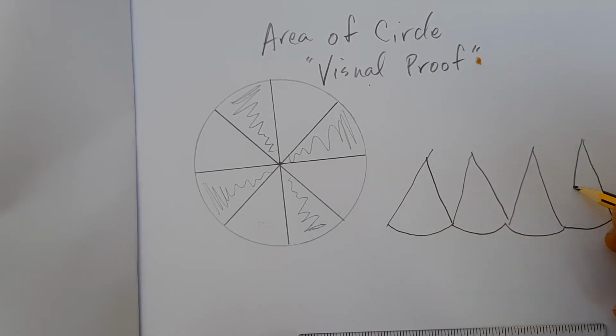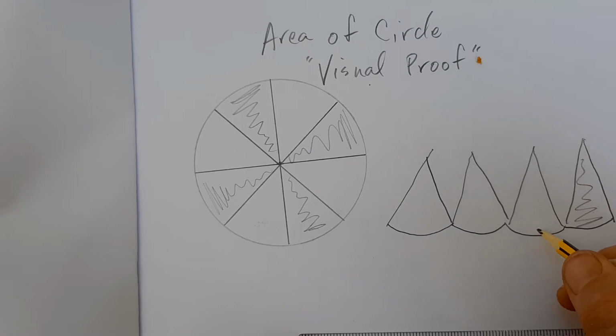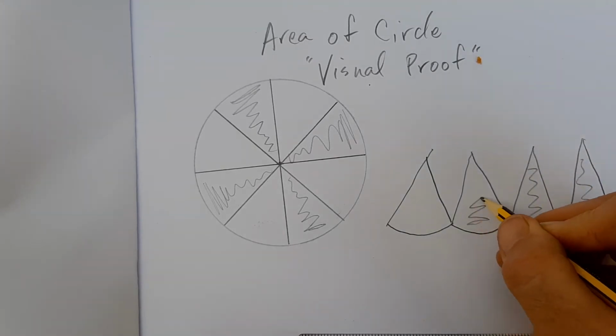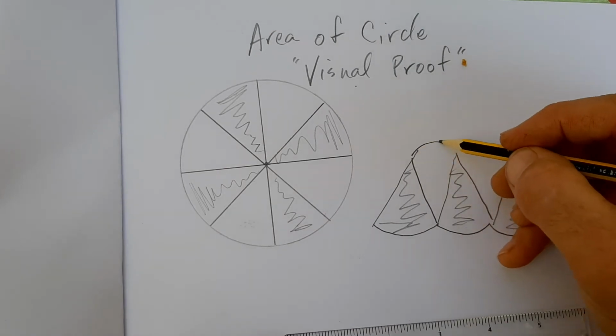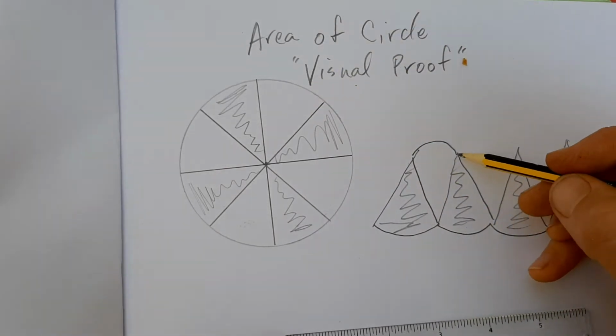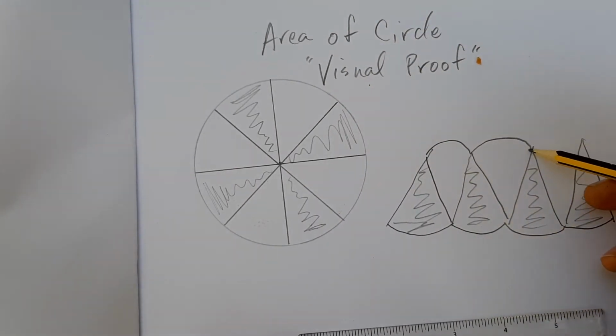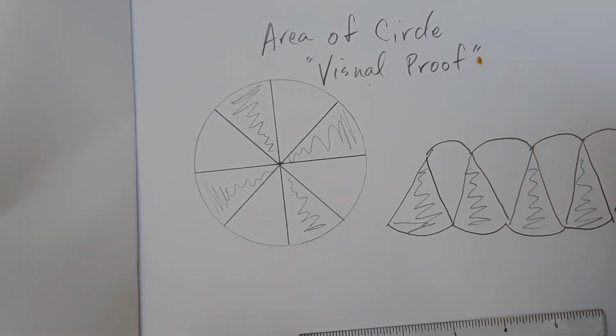Okay, so I took the four that I colored here and took them apart. Now I slide in the ones that are not colored. Imagine that I'd done this a little better, right? And there's one more piece right here. So what is that shape?